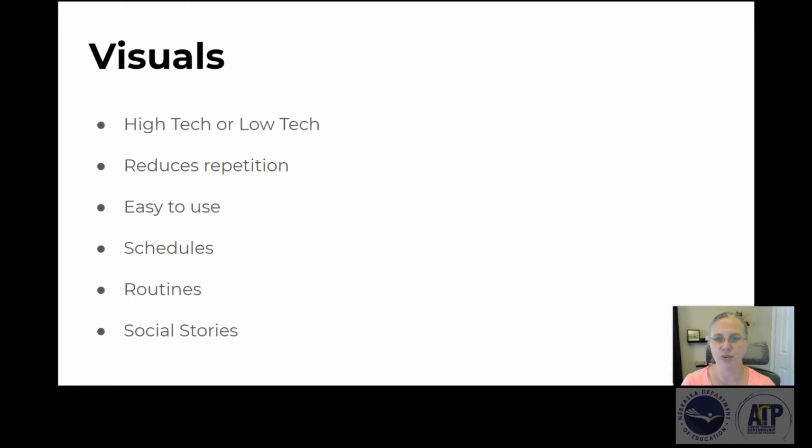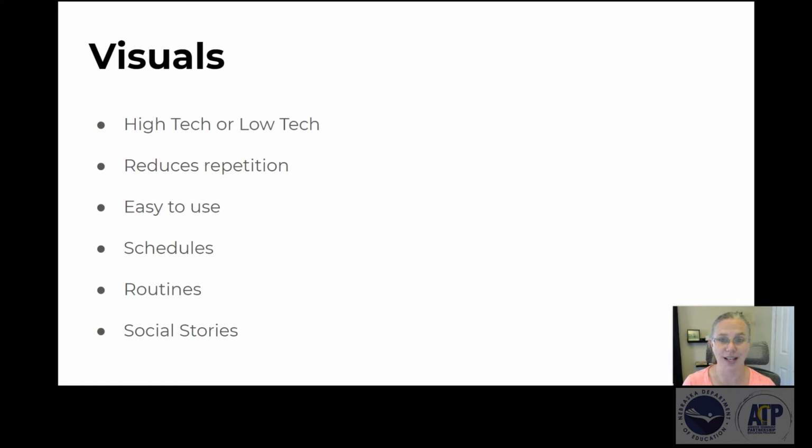Schedules are great for visuals. We all use them. We all look at them. Students on the first day of school will be going back to their schedule over and over again. We go back to our calendars all the time. Schedules are great. Routines for visuals are phenomenal. Things that you're going to do over and over again, like lining up, handing in papers, brushing your teeth, washing your hands. Those are all routines that visuals work great for.